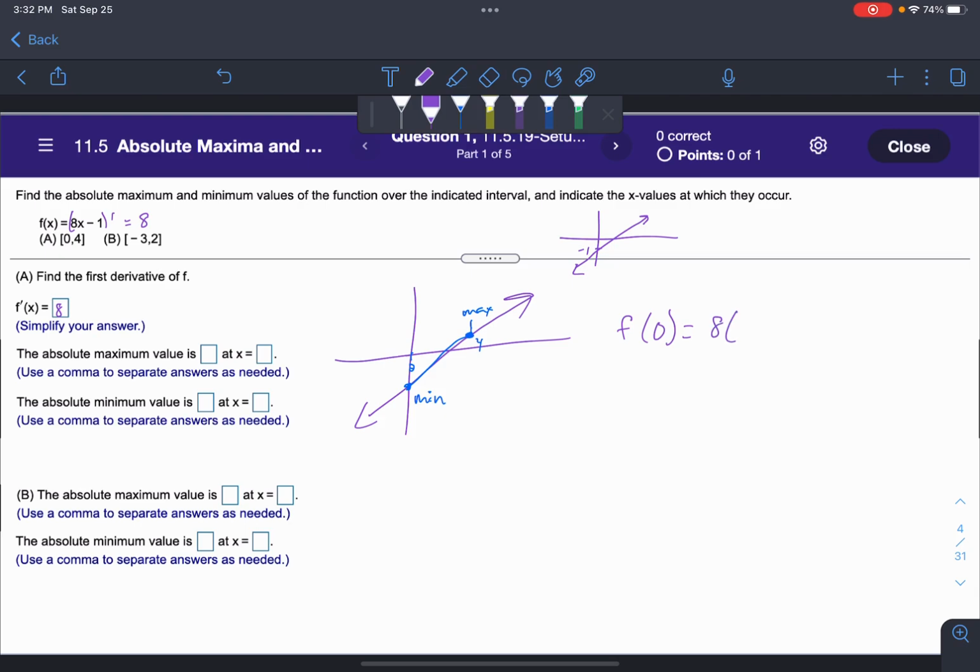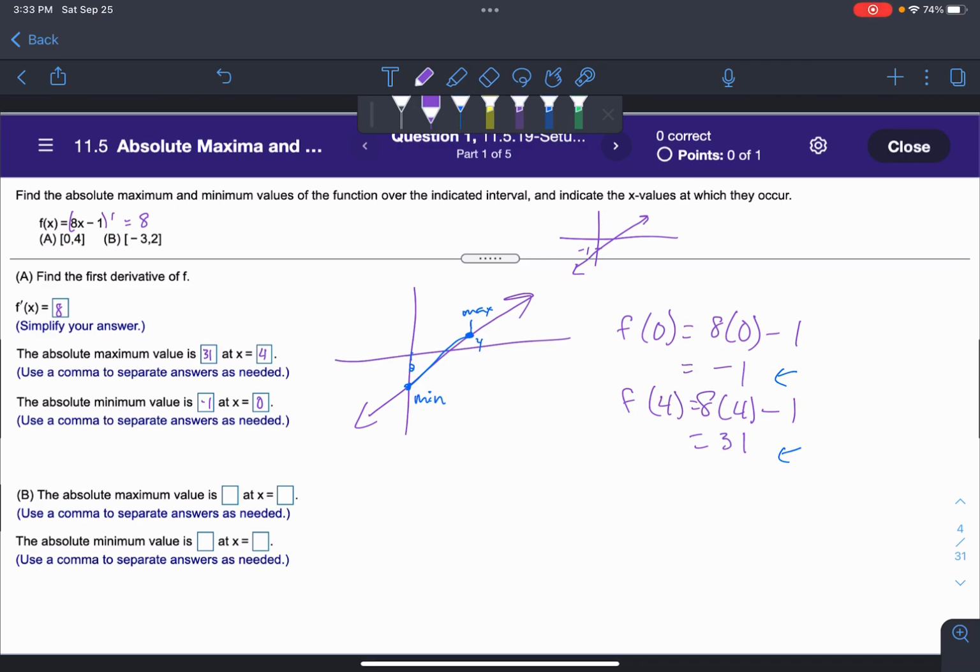f of 0, I'm just going to plug in 0 into my original function. That gives me -1. And then f of 4, plug that in for x, and I get 32 minus 1, so 31. And so my function takes on values as small as -1 and as large as 31 on this interval. So my maximum is at 31, and that's at x equals 4. And then my minimum value is at -1, the smallest value, and this occurs at x equals 0.